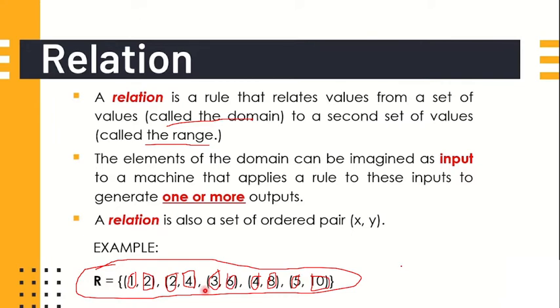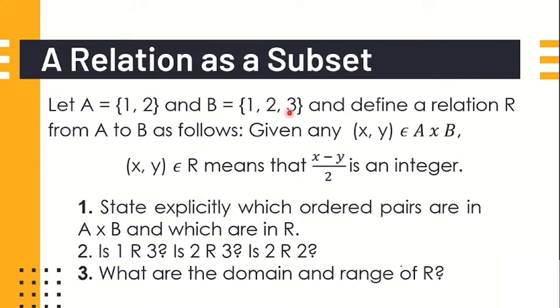Okay. So first, a relation as a subset. Let A equal {1, 2}. So we have set A here, with elements 1 and 2, and set B, {1, 2, 3}. And define a relation R from A to B as follows.